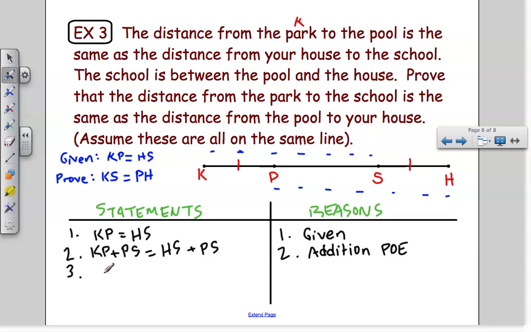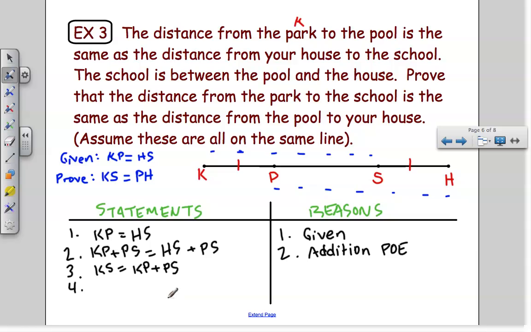Well, maybe I should talk about KS. Because KS is a longer segment that's made up of two smaller segments. To get KS, I know that I could add these two segments together. I could add KP and PS, because KP plus PS would give me KS. Notice, I have KP plus PS right here. That's the same as KS.